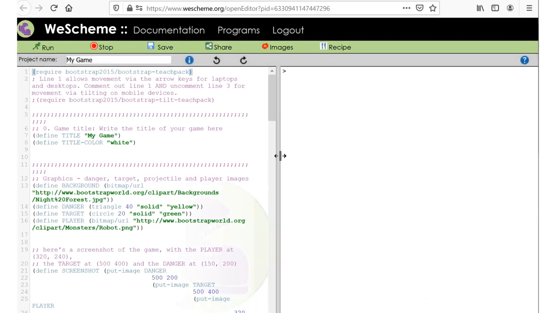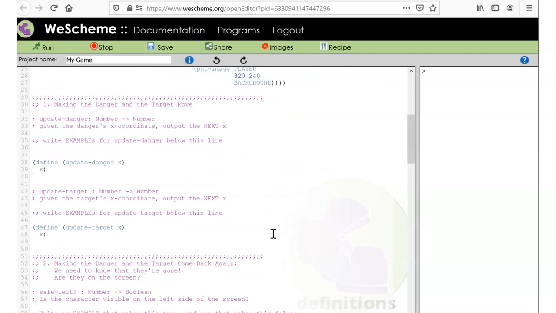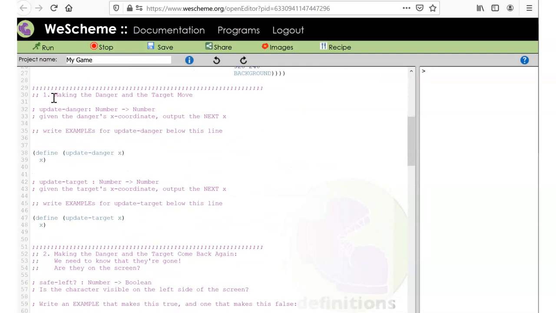Here's a part of the game that we haven't looked at before. Go down. They've given us these nice comments to tell us what section of the game we're in and what this section is about. Update danger. So here is the contract. Update danger is going to take in a number and give us back a number. Does that make any sense to us?